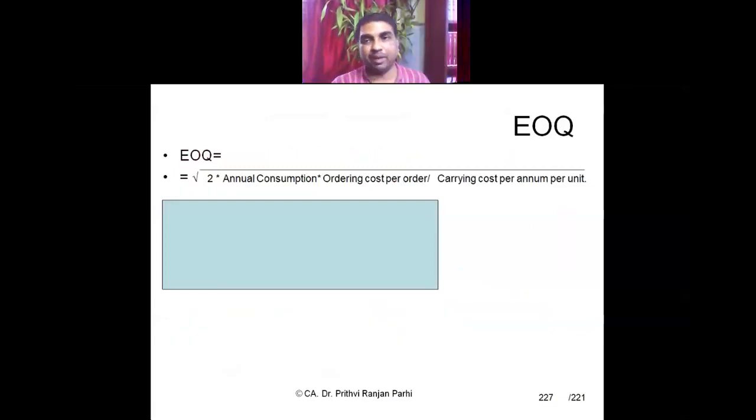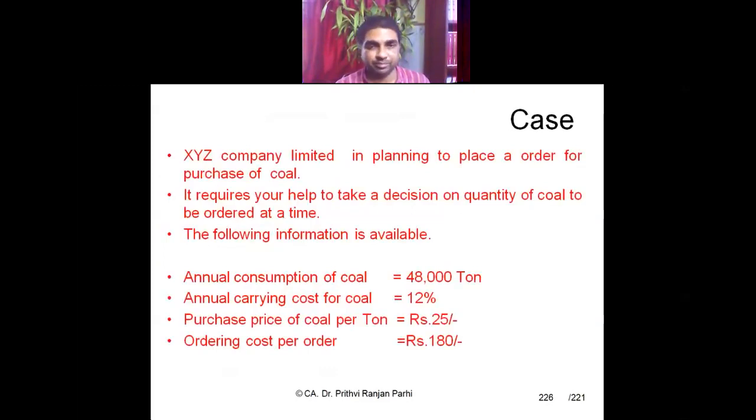Okay, this is the formula I am showing you. If you want, you can note down this data. Annual consumption 40,000, annual carrying cost 12%, purchase price of coal per ton rupees 25, ordering cost per order rupees 180. Okay, you have noted down the basic data.